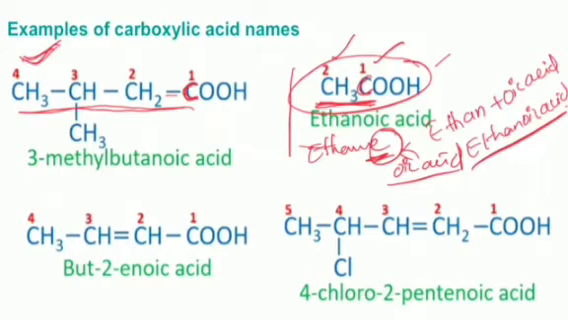Then you have to write the carbon positions, numbering from the carbon of the carboxylic group. So that is the first, then second, then third, and this is the fourth. Then where is the substituent present? The third carbon is attached to one substituent. What is its name? It is methyl. So a methyl group is attached to the third carbon, making it a substituent of the parent chain.